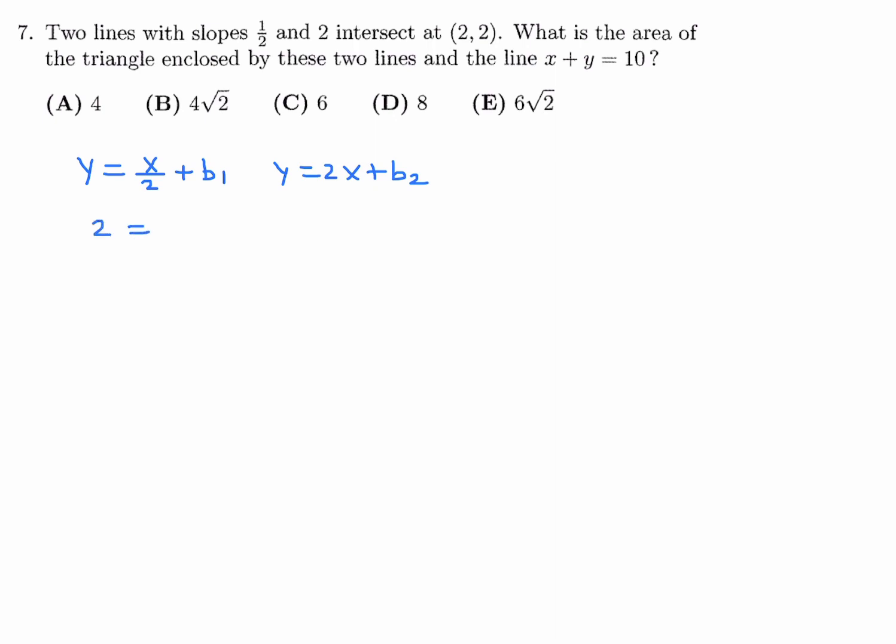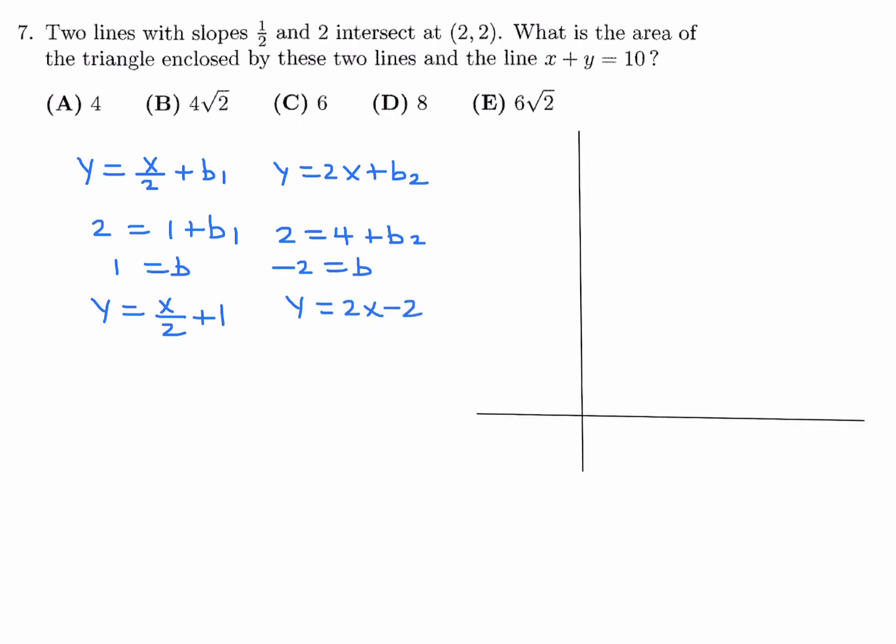So 2 is equal to 1 plus b1, so b1 is equal to 1. So that equation is y equals x over 2 plus 1. Then let's do the same thing, substitute 2, 2 into this one. So you get 2 is equal to 4 plus b2, so b2 is equal to minus 2. So that is y is equal to 2x minus 2.